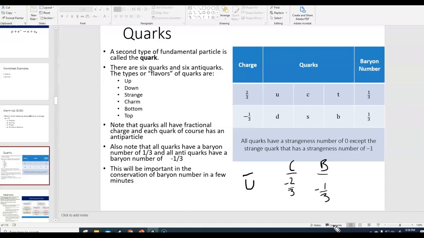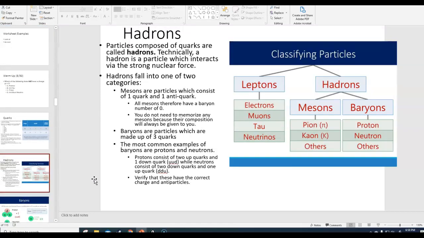I said this before, but quarks do not exist isolated in nature. You cannot find an up quark just out in the wild all by itself. Quarks actually come grouped together, and there are 2 primary ways that quarks come grouped together. So let's talk about hadrons. A particle that is composed of quarks is called a hadron. There are 2 types of hadrons that we're mainly going to focus on.